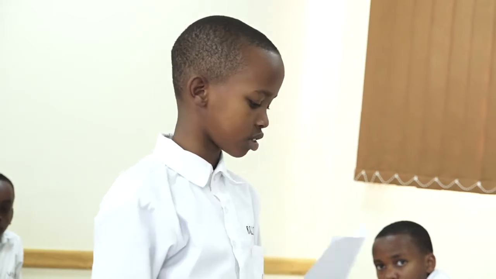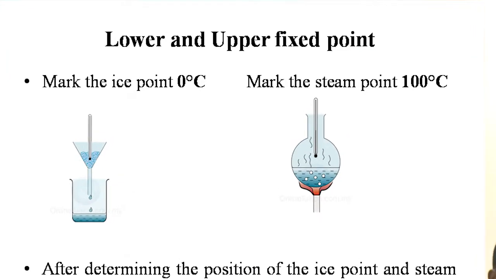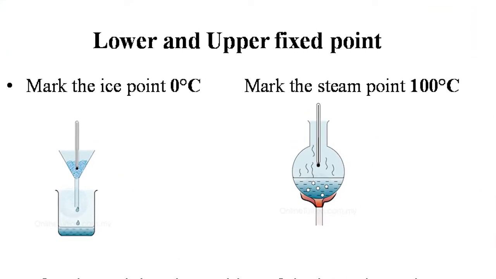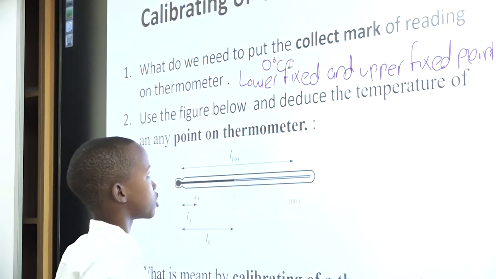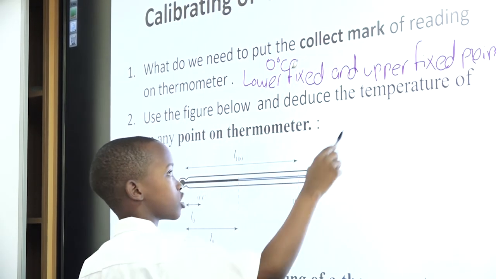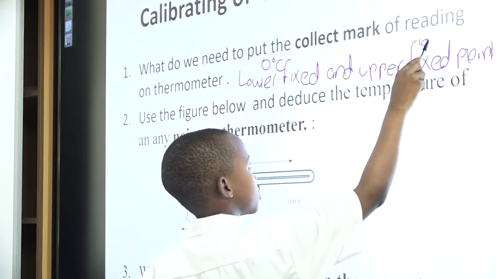Our group answered that what we need is the lower fixed point, 0 degrees Celsius, and the upper fixed point, 100 degrees Celsius. What you can add: the lower fixed point is 0 degrees Celsius, and the upper fixed point is 100 degrees Celsius. Go and put it there, please, above lower fixed point and upper fixed point. Do you have another idea? The lower fixed point is equal to 0 degrees Celsius, and the upper fixed point is equal to 100 degrees Celsius.